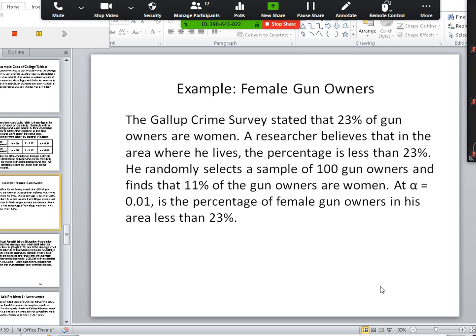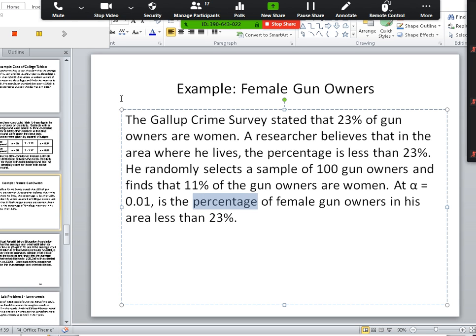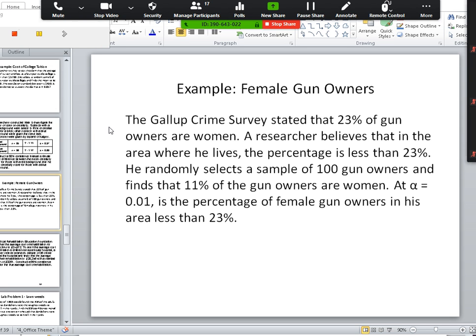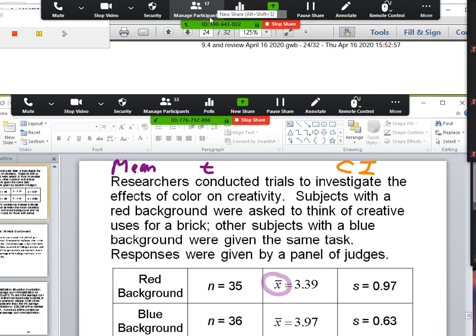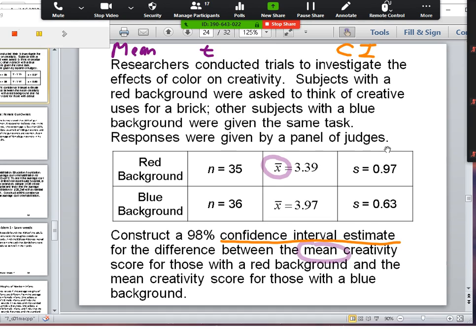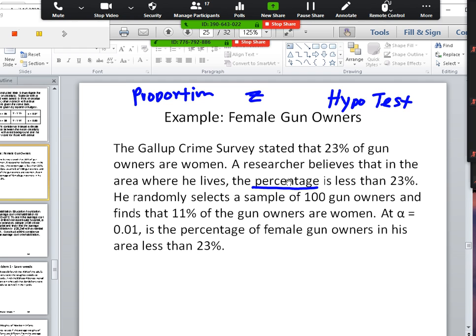Right. So guys, is this a mean or proportion? You see the word mean or average in here? No, it's a proportion. Right? And now you can see percentage. So it's a proportion. So it's going to be Z or T. Easy peasy. Proportion, Z. Good. Is it a confidence interval or hypothesis test? Hypothesis. Yeah. There you go. Oh, wrong one. My bad. Hypothesis test. Because there's no word estimate or confidence interval in here anywhere.